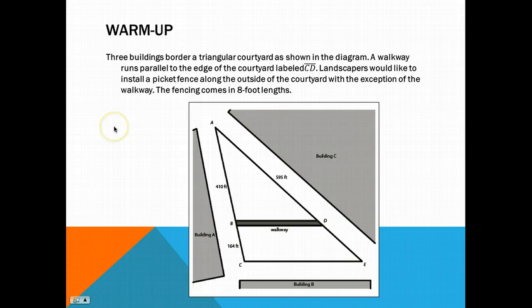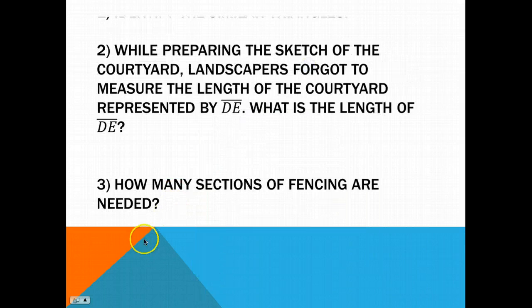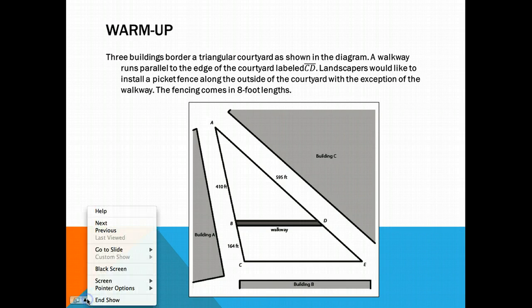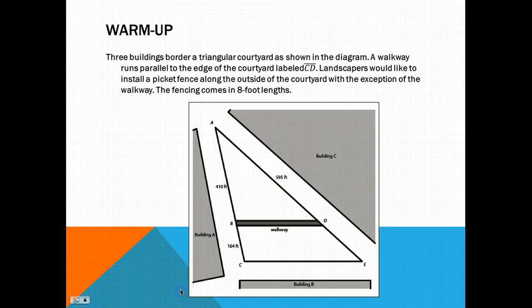A walkway runs parallel to the edge of the courtyard labeled CD, and that is a typo. It should be BD here, so that should be BD. And landscapers would like to install a picket fence along the outside of the courtyard with the exception of the walkway. The fencing comes in 8-foot lengths, and that's going to be very important a little later on. So this should be BD.